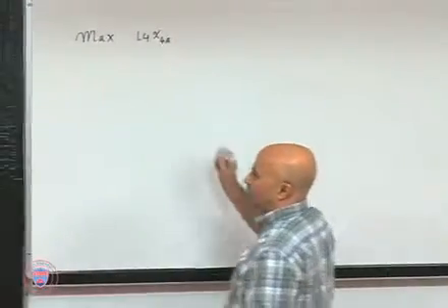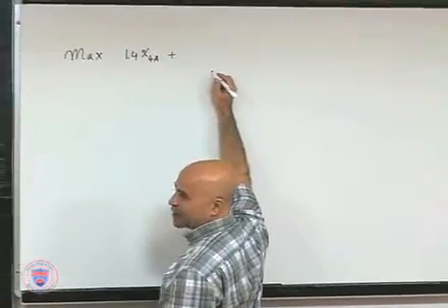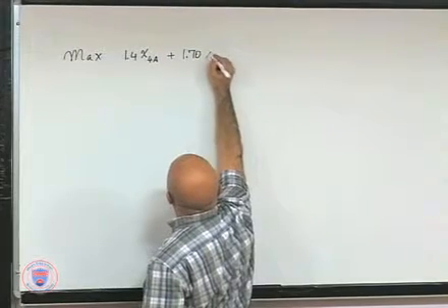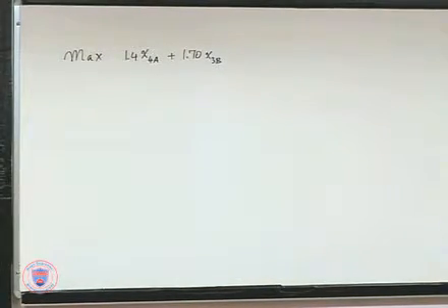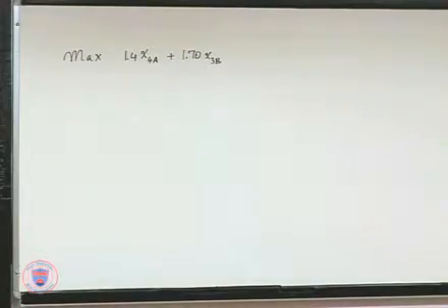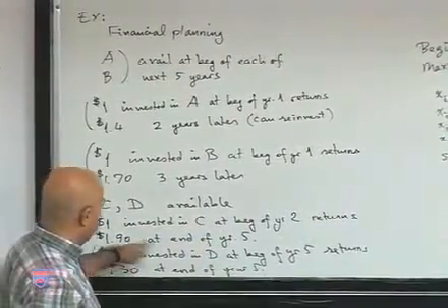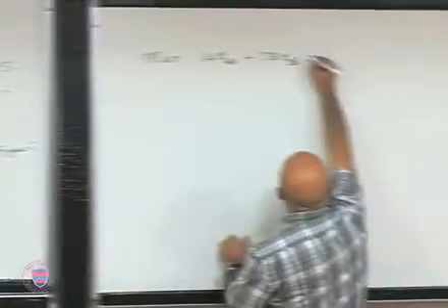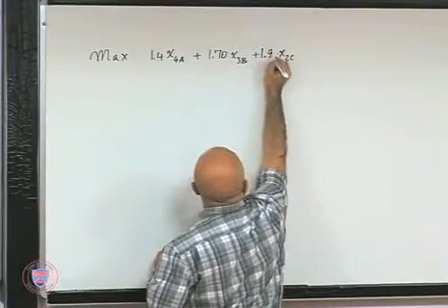What about money-making activity B? It gives you 1.7. And that money will come from where? X3B. Whatever you invest at the beginning of year 3 in B will return 1.7 times as much at the end of year 5. What else? C and D. $1 invested in C at the beginning of year 2 returns 1.90 at the end of year 5. So there's only one here, X2C, and that's going to be 1.9.